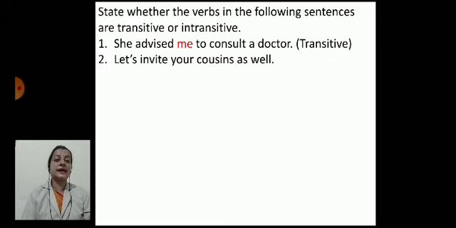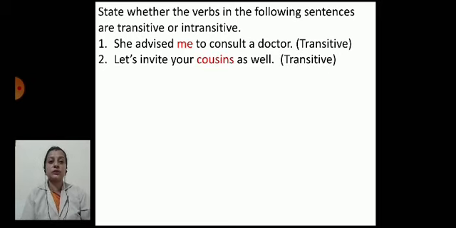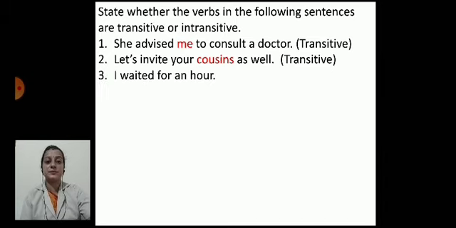Now move towards the next example. Next sentence: let's invite your cousins as well. What is the verb here? The verb is invite. And what is the object? The object is your cousins. Invite whom? Invite your cousins. So your cousins is the object, right? As the verb is followed by an object, your cousins, it's a transitive verb. Invite is the transitive verb here.